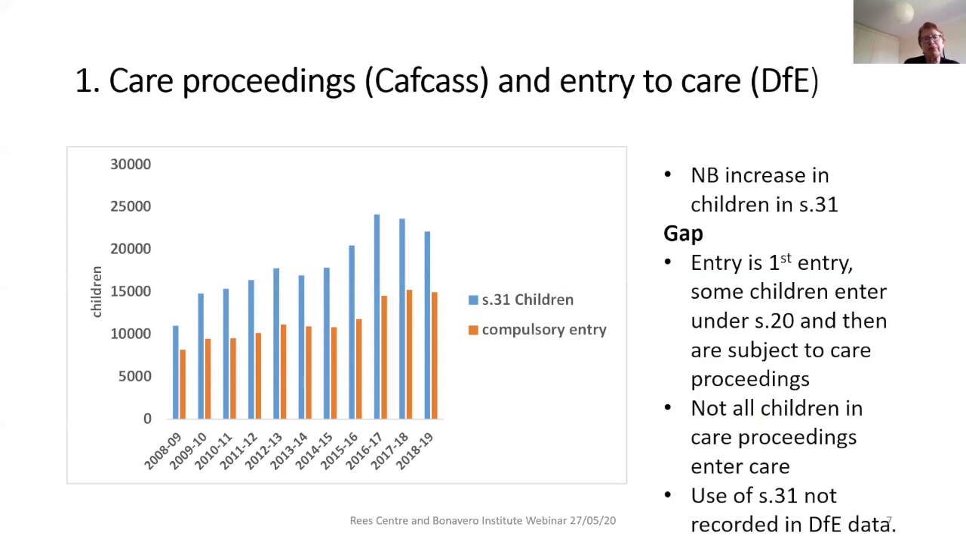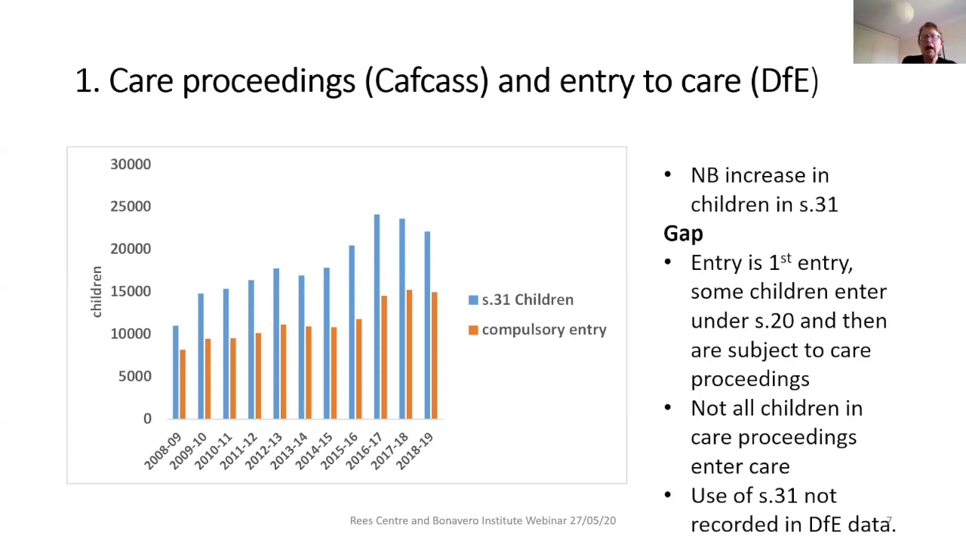And you see there's a big gap. There's a lot of children there who don't appear to have entered care compulsorily. So one of the things to think about is this gap. Now, the entry data is about first entry. So some of the children will have entered care under section 20. So in those blue lines that are above the brown, there'll be children who are in section 20 care. But also, not all children in care proceedings enter care at all. And we'll see more about this from the data in the study.